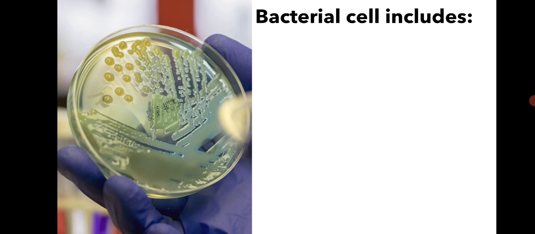Now, the bacterial cell structure includes, in the coming slides I have explained, all the structures that make a bacterial cell. Now, the first is capsule. You can clearly understand when I show you the image of a bacterial cell how exactly it looks like. Before that, let me explain each and every part. Now, the first is the capsule.